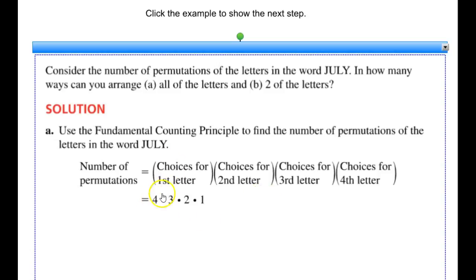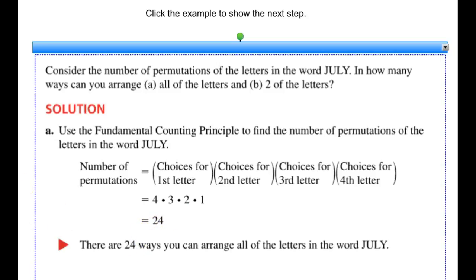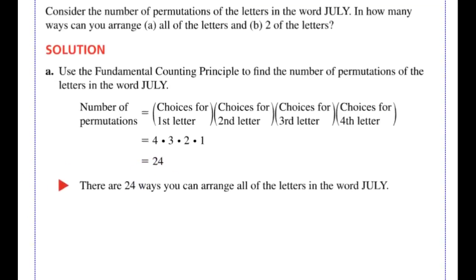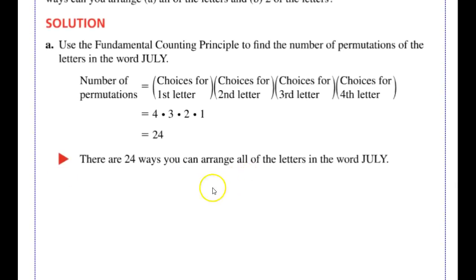So I'll see that I have 4 choices for my first letter because I can pick any one of those 4 letters. Then I only have 3 left. Then after I pick that second letter, then I have 2 choices left, and then I have 1. So then I multiply all of these together and end up with my permutations of 24. So there's 24 different ways that I can arrange the letters in the word July.